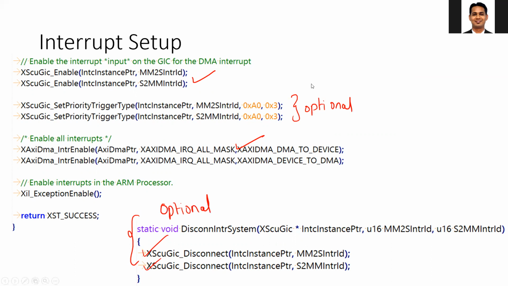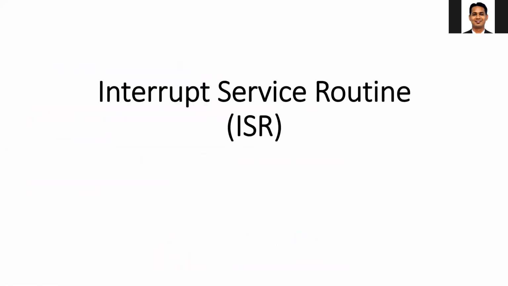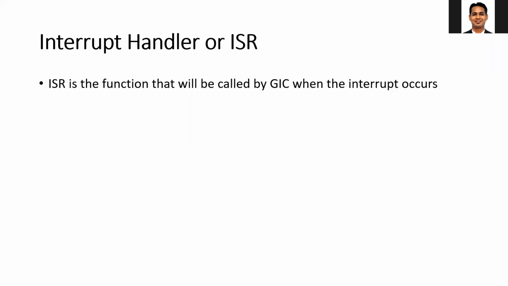Okay. So now the next important thing is how to write the ISR. ISR is an important part of the interrupts in the embedded system, and we need to make sure that we follow certain guidelines while writing the ISR. As we know, the ISR is the function that will be called by the GIC when the corresponding interrupt happens.